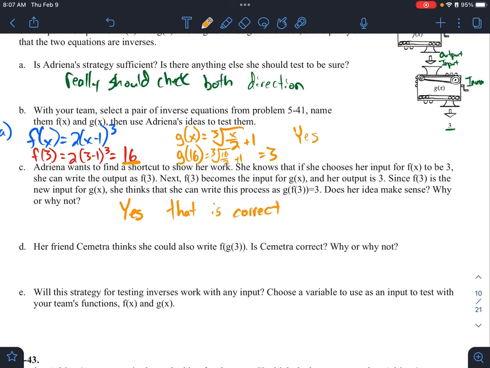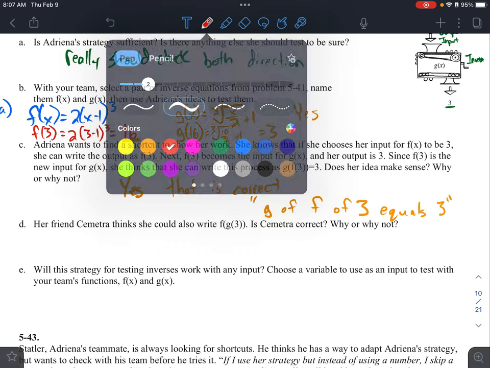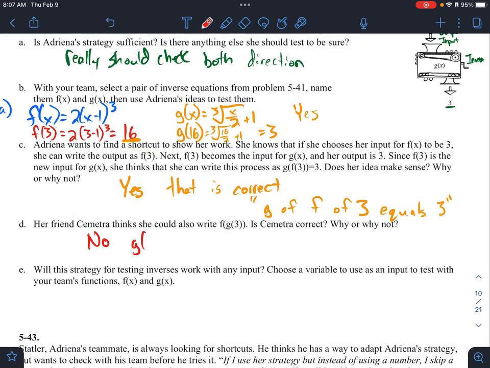And I'll write out what I said. This would be g of f of 3 equals 3. Okay? Her friend Samantha thinks she could also write f of g of 3. Is she correct? This one is no. g of 3 can't be input for f of x unless reversed.